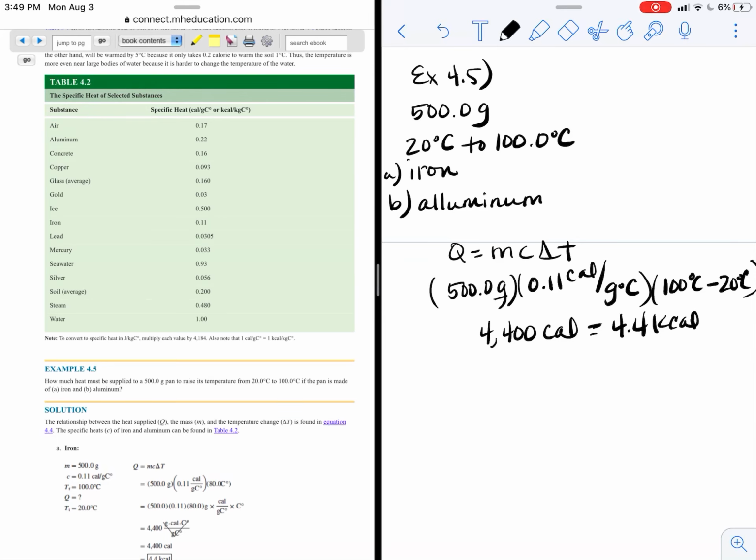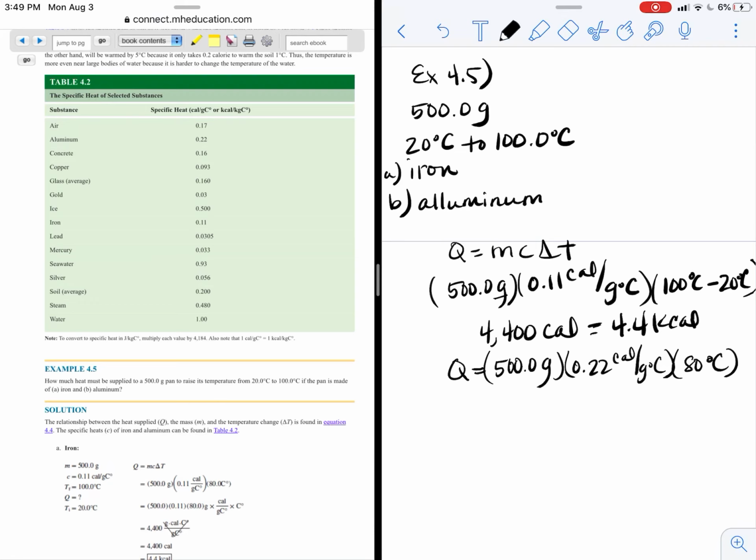Okay, and then you got to do it for aluminum too. So you've got 500 grams times aluminum, which is 0.22, times, again, it has a change of temperature still of 80 degrees. So you have 500 times 0.22 times 80 is going to give you 8,800 calories, or 8.8 kilocalories.